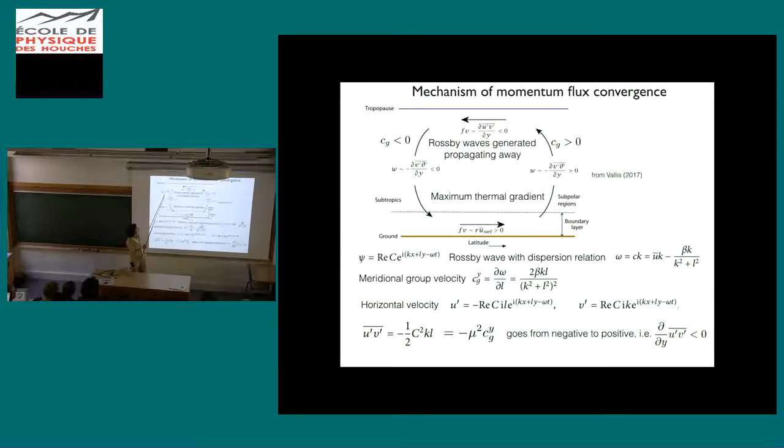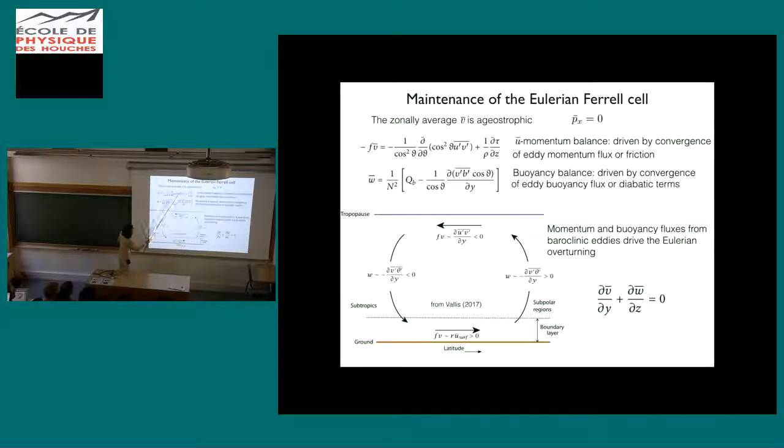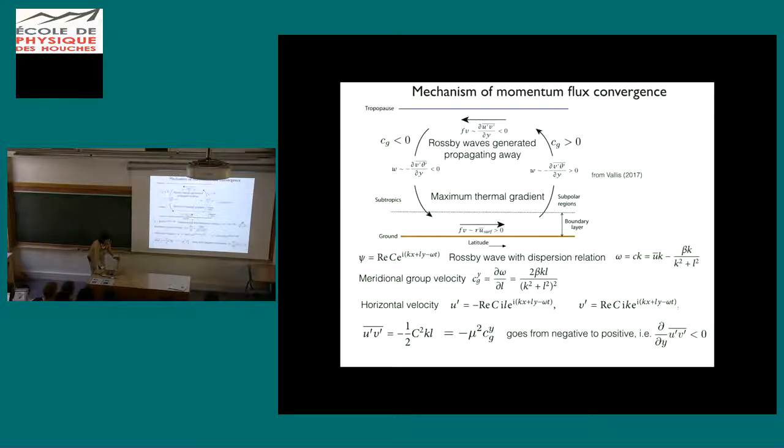Okay, so here you're going from a place where group velocity is negative to a place where group velocity is positive. But for u prime v prime, you have to change the sign. And so that means that there is convergence of Reynolds stresses, and that forces this meridional velocity at the top to be negative. Then everything else has to follow by just continuity. So that is what maintains, away from the surface, this is the balance, and this is what maintains this equatorward mean flow.